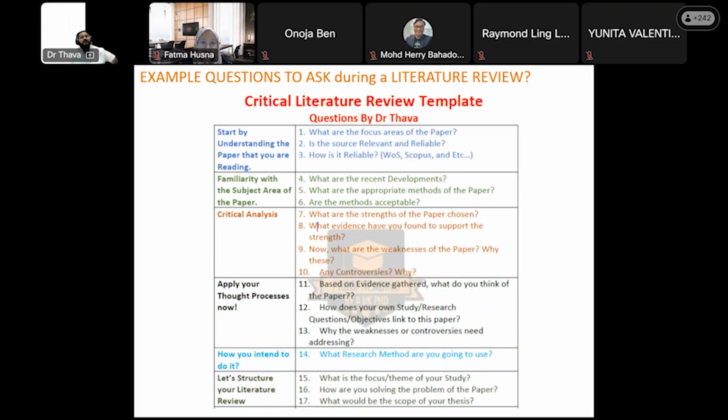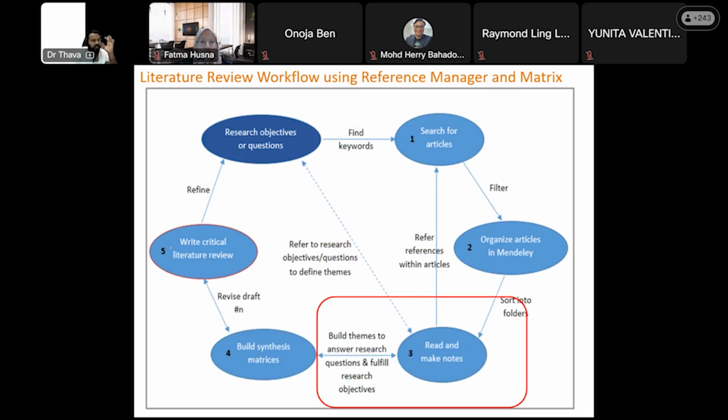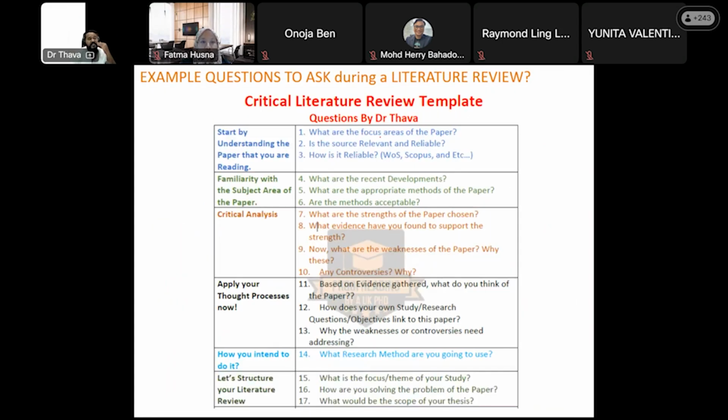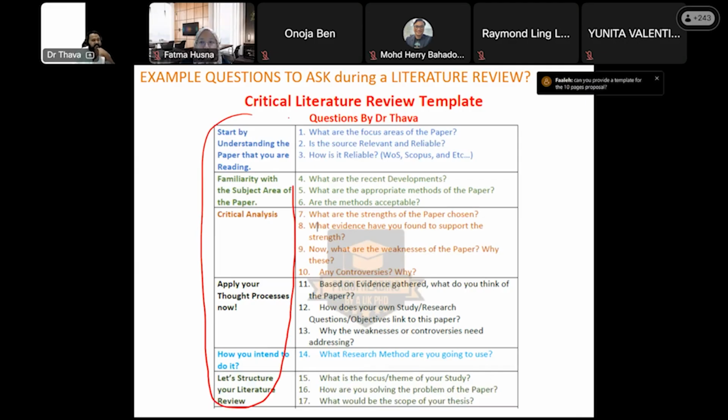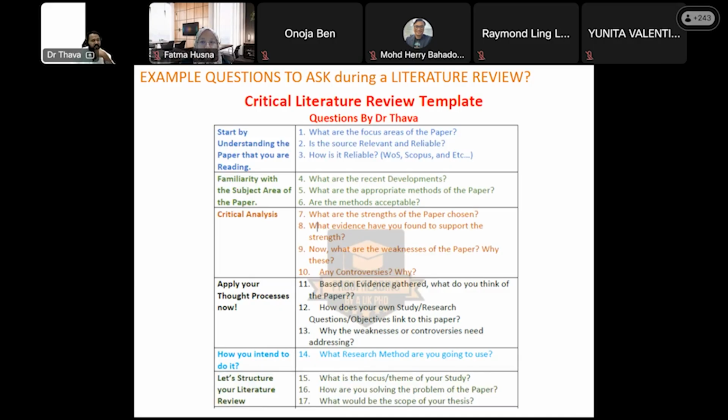Now, in order to enable critical review, for this particular part I have designed this template. A very, very important template. It is segmented into 5 sections, which I've already explained: understanding the paper that you're reading, familiarity with the subject area of the paper, critical analysis, applying your thought process and how you intend to do it, and how to structure a literature review. I have broken it down into 17 questions. Very, very powerful, the way that I've structured it.